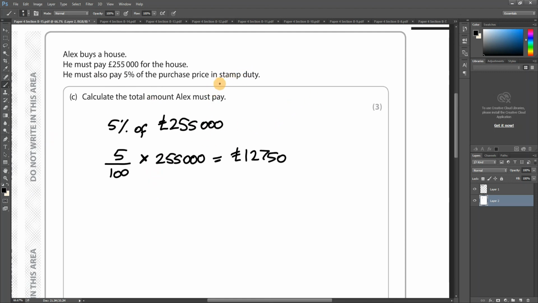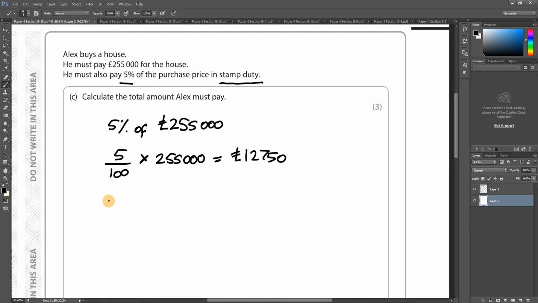You've probably not heard of stamp duty before, if you've not dealt with buying and selling houses, but that's not the point. The point is that you know it's going to be on top of the purchase price. He must also pay 5% of that. So he has to pay 255,000, and on top of that, he's paying this extra 5%. The fact that they've called it stamp duty makes no difference. It's just 5% of the purchase price on top of the purchase price, obviously.